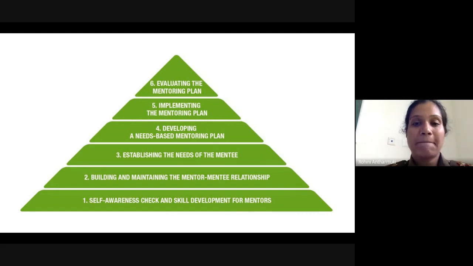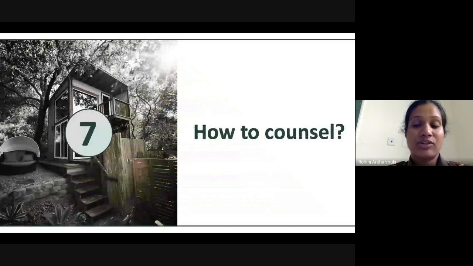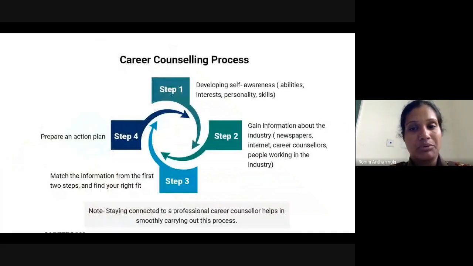And you keep being in this process until they find a solution for what they have been your mentee, right? So these are the steps for mentoring. Now coming to counseling, how to counsel them, right? So these are the steps on counseling.